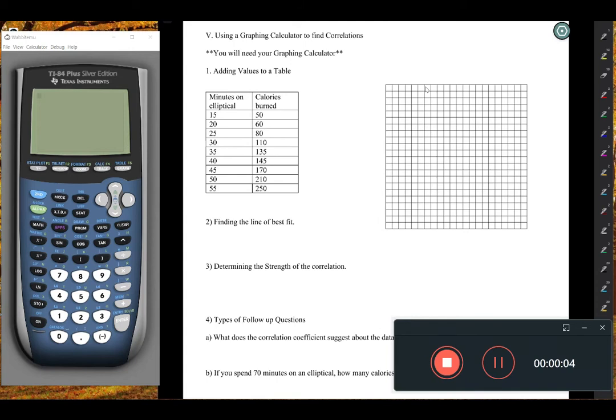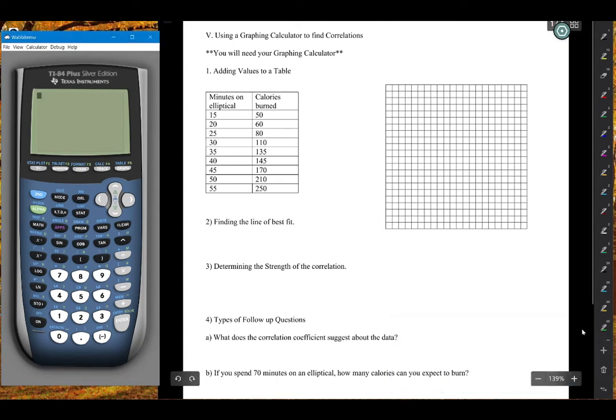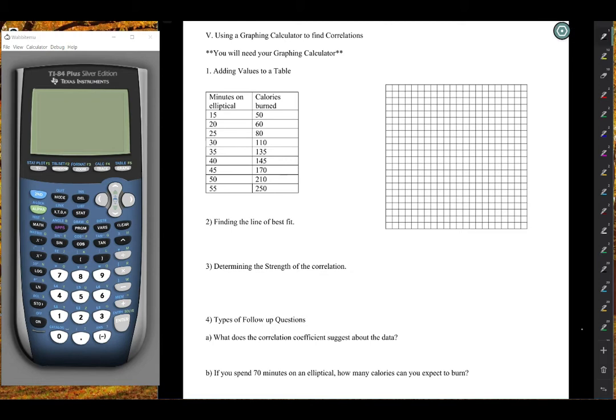Hello again, CP Finite, and welcome to lesson 1.5. This is just going to focus on how to find lines of best fit using your graphing calculator. You will need your graphing calculator for this lesson, okay?